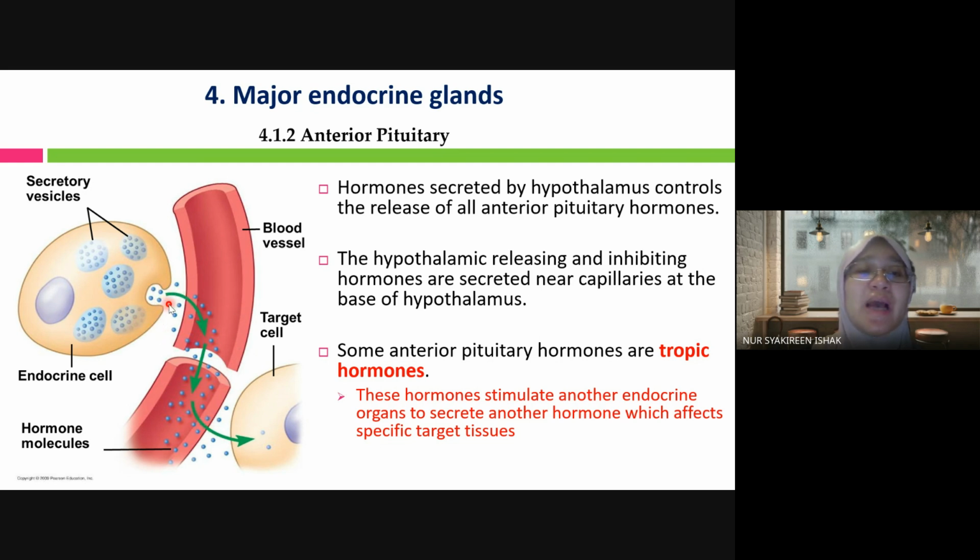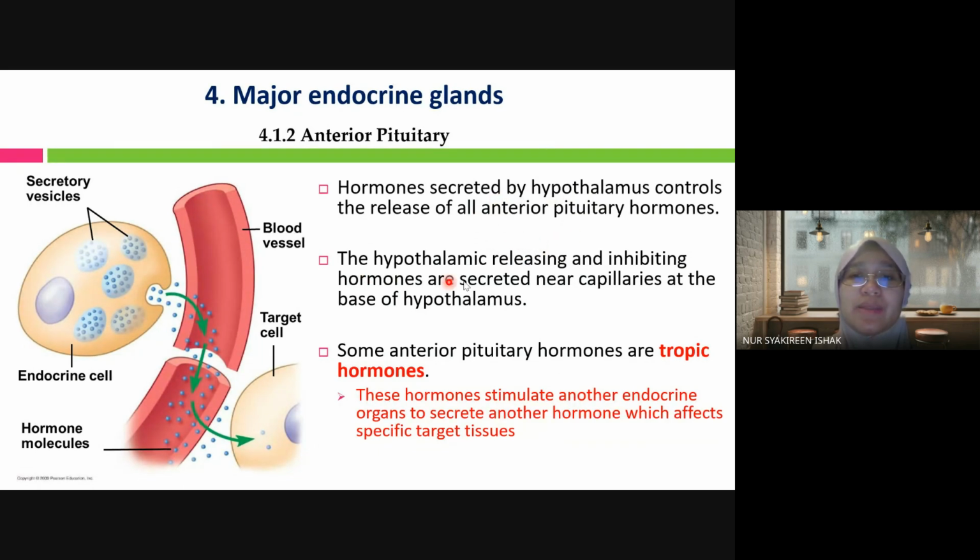Okay, so these are protein hormones. They travel freely in your blood without binding to any transport protein and reach the target cells. They bind to receptors on the plasma membrane of the target cells. So hormones secreted by the hypothalamus control the release of all anterior pituitary hormones. Kan? So hypothalamus dia akan sama ada secrete releasing hormone ataupun inhibiting hormone kan. So it controls the synthesis and the secretion of hormone by the anterior.